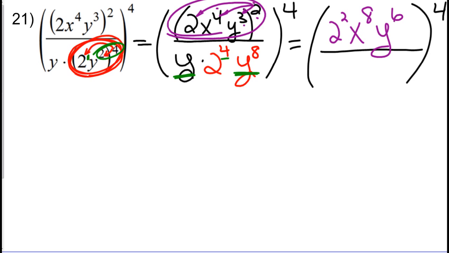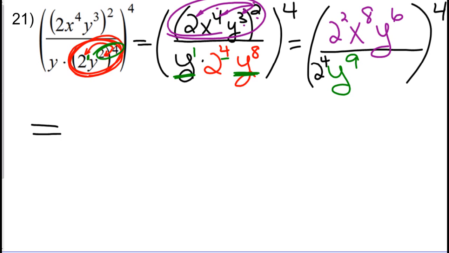Okay. And then down in the denominator, I am actually going to go ahead and combine those two y's, y to the first and y to the 8th, so that becomes y to the 9th. And actually, I'm going to do this real quick because I should write my numbers out front. 2 to the 4th out there. Okay.